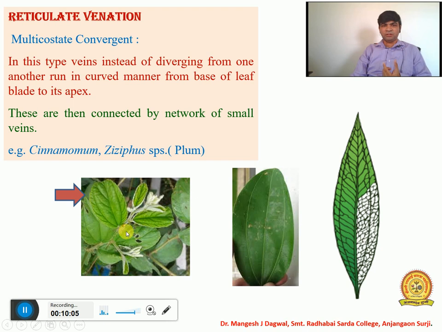This is the leaf of cinnamon. This is the leaf of Ziziphus, or the plum, commonly called bor in Marathi. And here this is the diagrammatic view for the multicostate convergent type of venation.